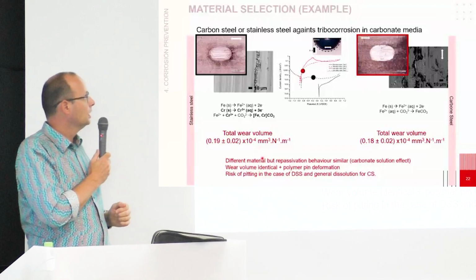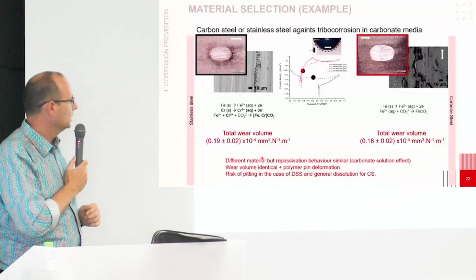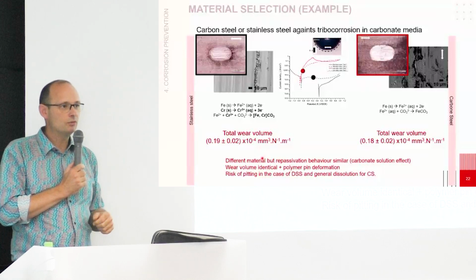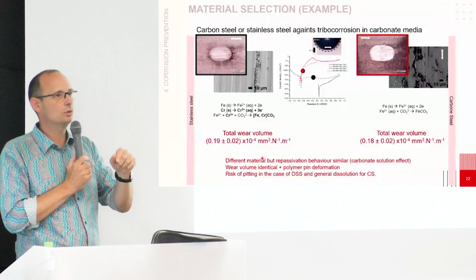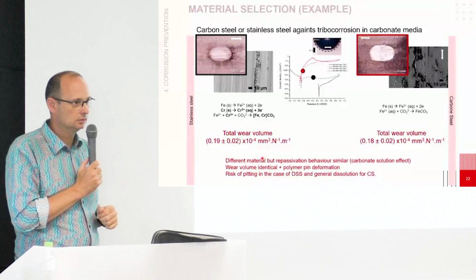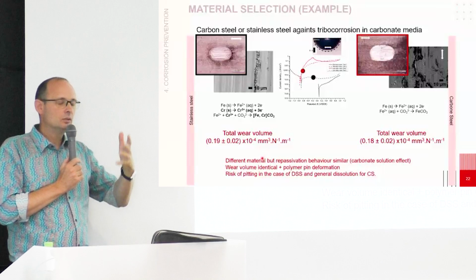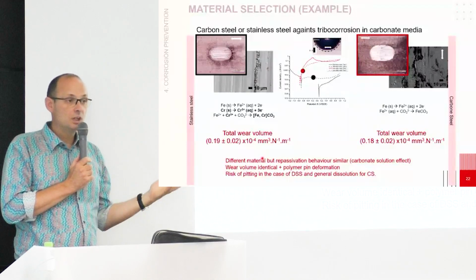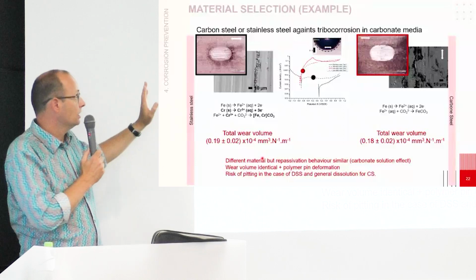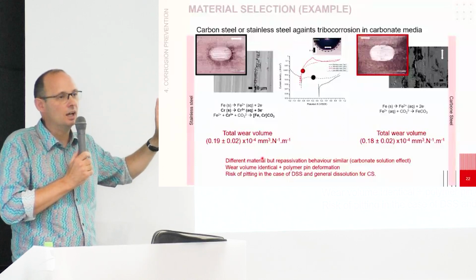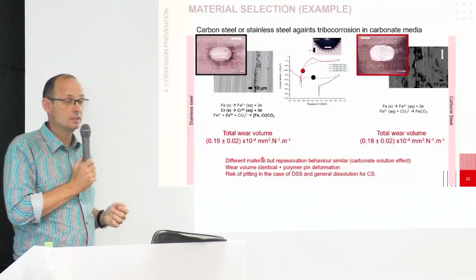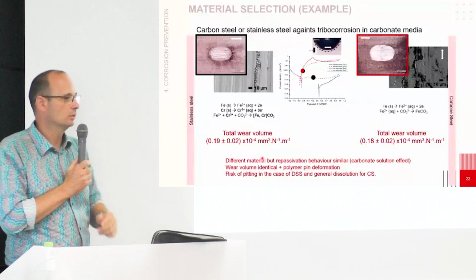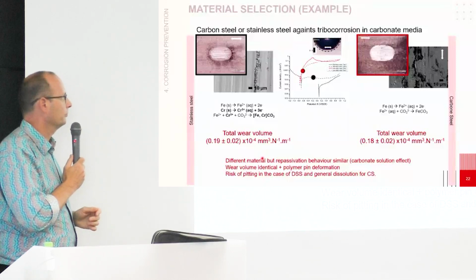So what is the media? Here we are working in a carbonate media. That means it will have a lot of CO3 2- in solution. So now I know that these ions may react with chemical elements of the two steels. In the case of carbon steel, mostly iron. In the case of stainless steel, it could be iron and chromium. I will skip the other ones for simplification.